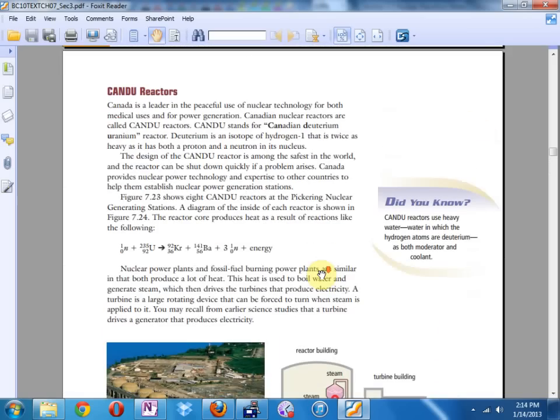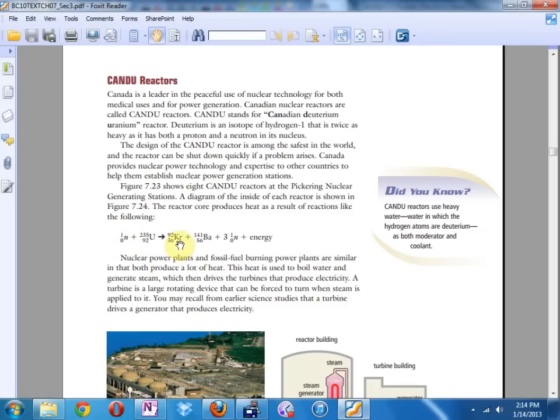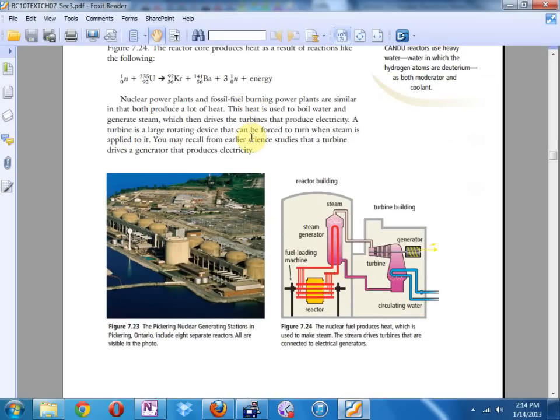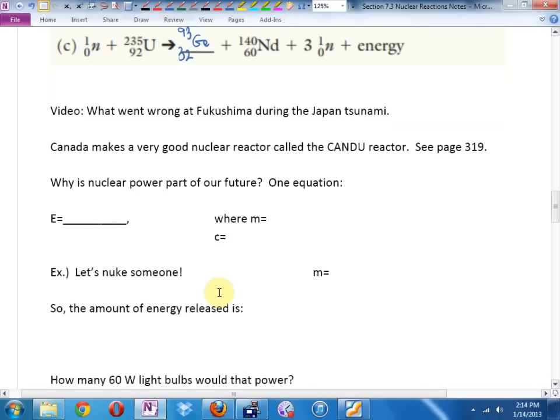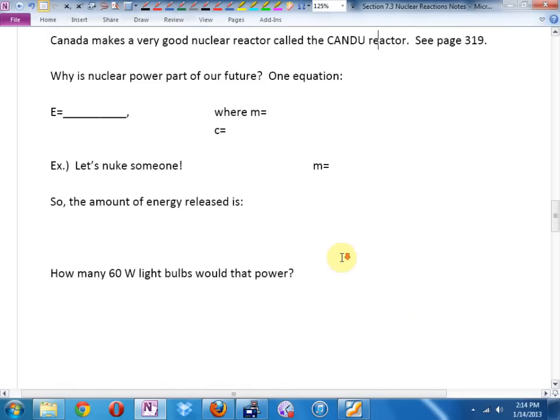Here we go. Here's the CANDU reactor. It's a very nice one. It uses slightly different, so this is the uranium equation right there. The CANDU reactor uses a slightly different one. CANDU stands for Canadian deuterium uranium reactor. So deuterium is a type of hydrogen that is twice as heavy because it has both a proton and a neutron. It's considered a very good reactor for a couple of reasons. First of all, most of the fail safes don't require electricity, which means if you lose power, you don't need a diesel generator that might get flooded to use it. I think I have a video of the CANDU reactor. I'll show you that a bit later. Leave that open. Back to our notes.